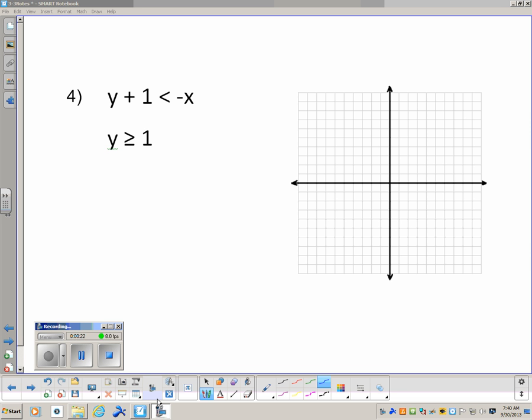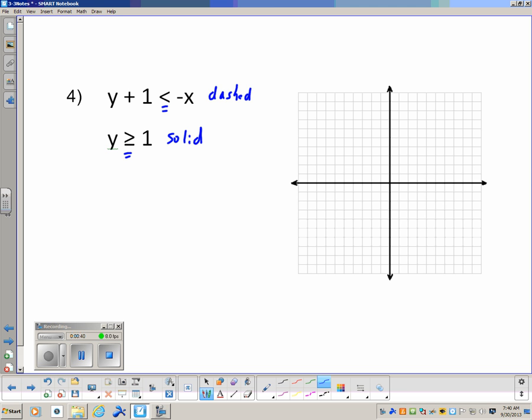Is it going to be a solid line? Is it going to be a dashed line? This one here, because of your symbol right here, there's not a line underneath it, so we know it's going to be dashed. The second one there, y is greater than or equal to 1. We know that it's got a line underneath it, so that's going to be solid.